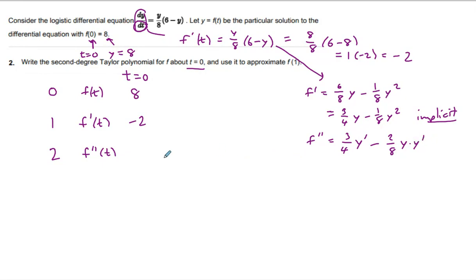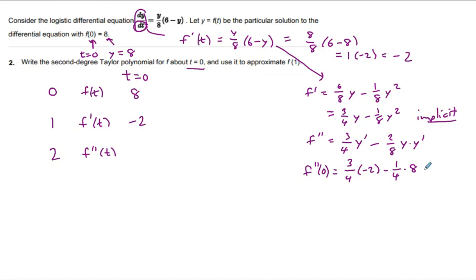We're trying to find f double prime at 0. Well, here are things we know when t is equal to 0. When t is equal to 0, y prime, which is f prime, is negative 2. That's 2/8, which is 1/4. And y, when t is equal to 0, y is 8.